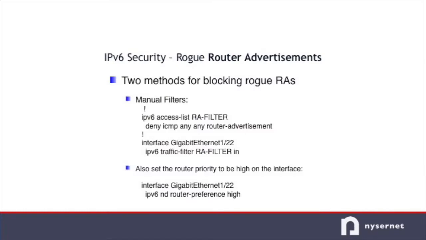So there are two methods to block rogue router advertisements. You can do the manual filters: deny ICMP any router advertisement. Please only place that on ports facing users. Do not place that on ports facing your router.